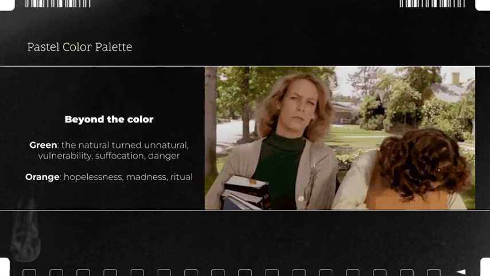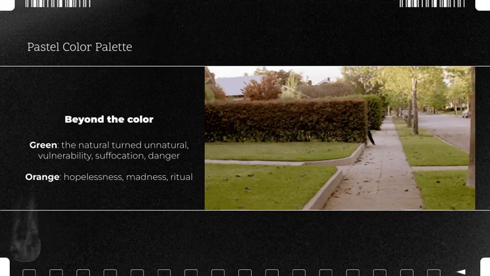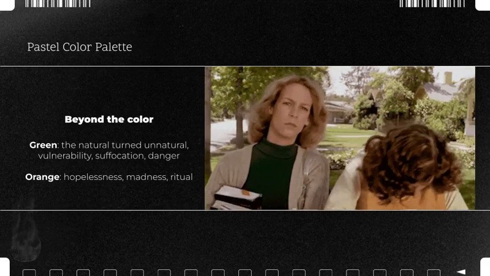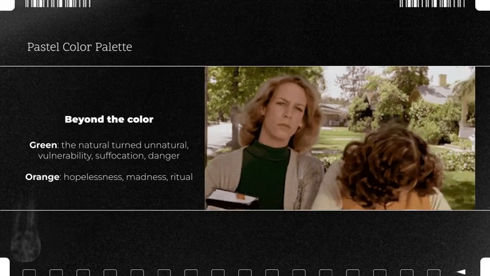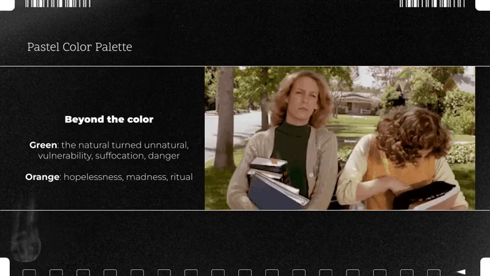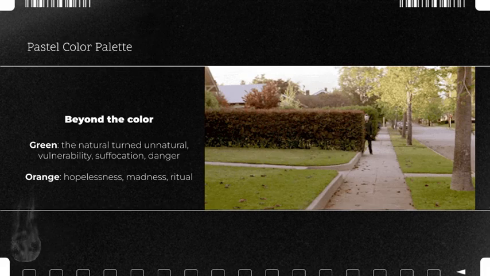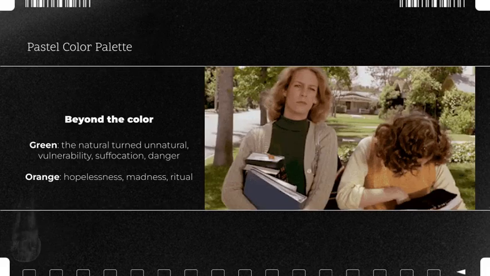For example, in this scene where Laurie makes her first close-up visual contact with Michael Myers, both she and Annie are wearing pastel colors. The only noticeable exception is Laurie's dark green turtleneck, which by layering it underneath her sweater tells us of her inner turmoil.